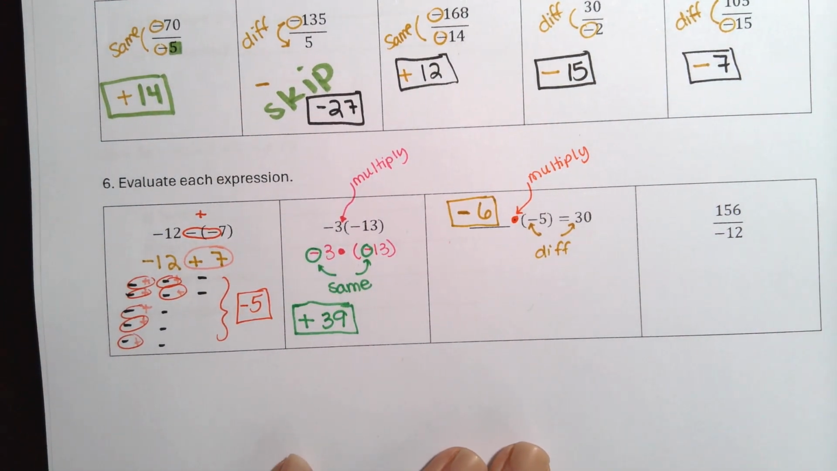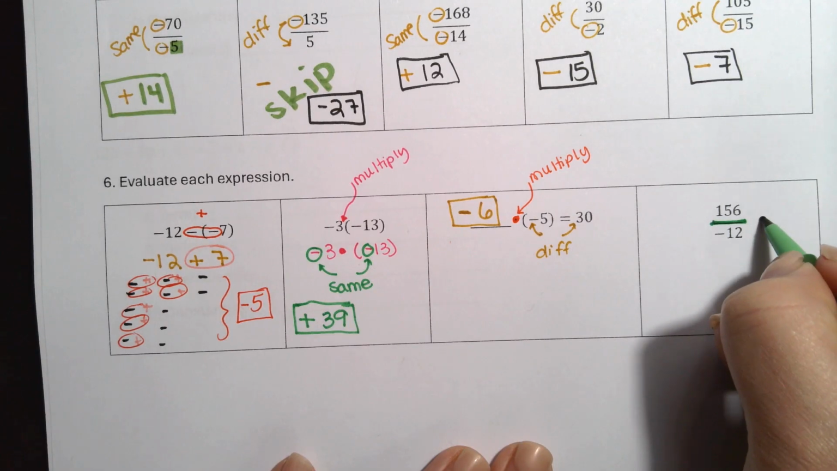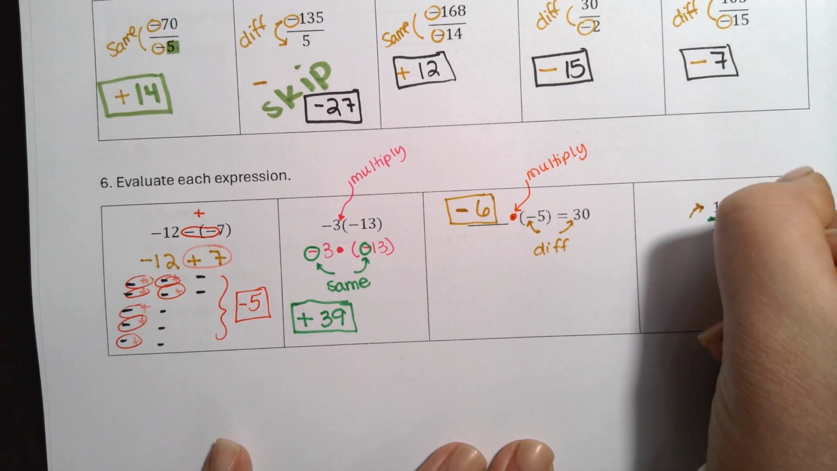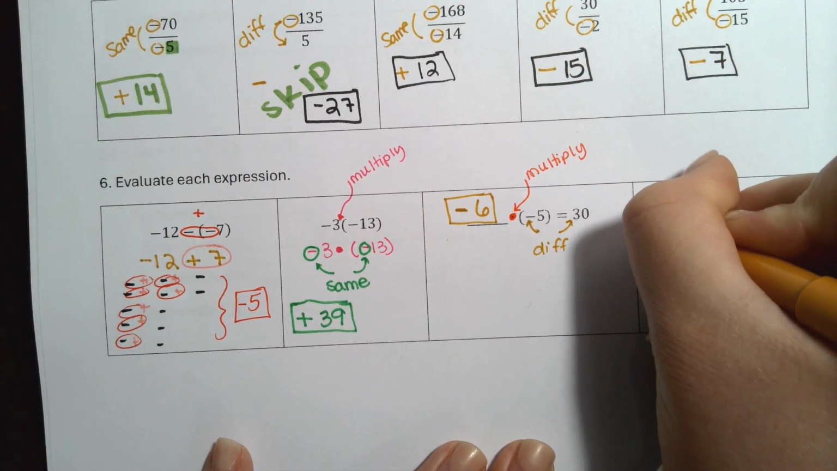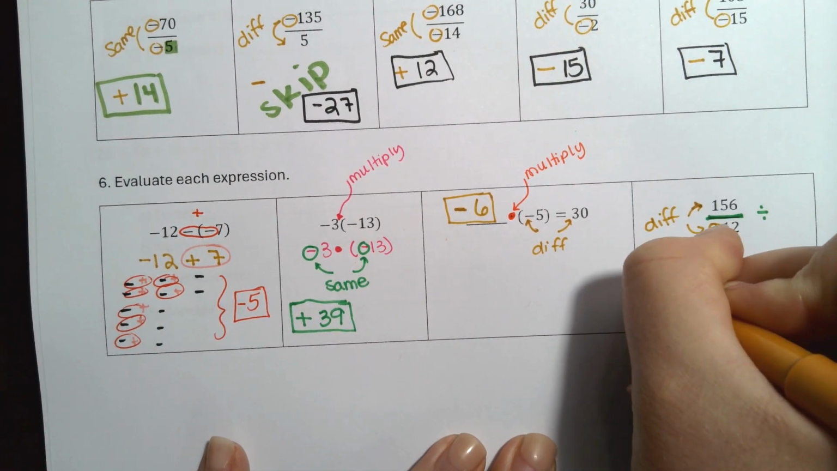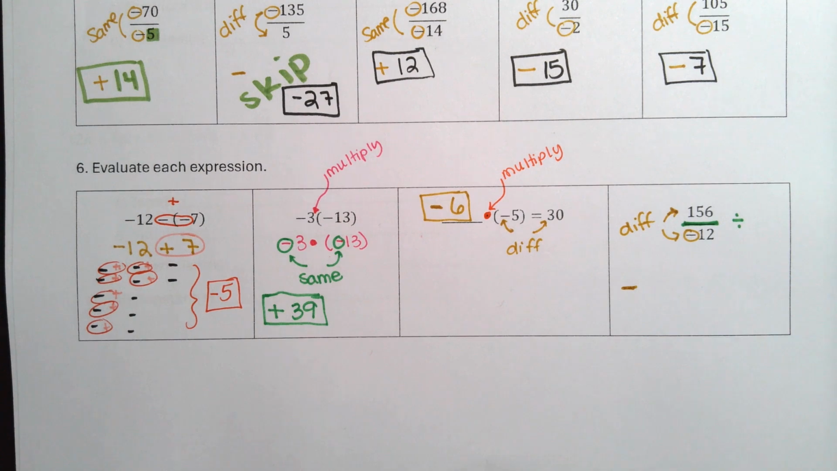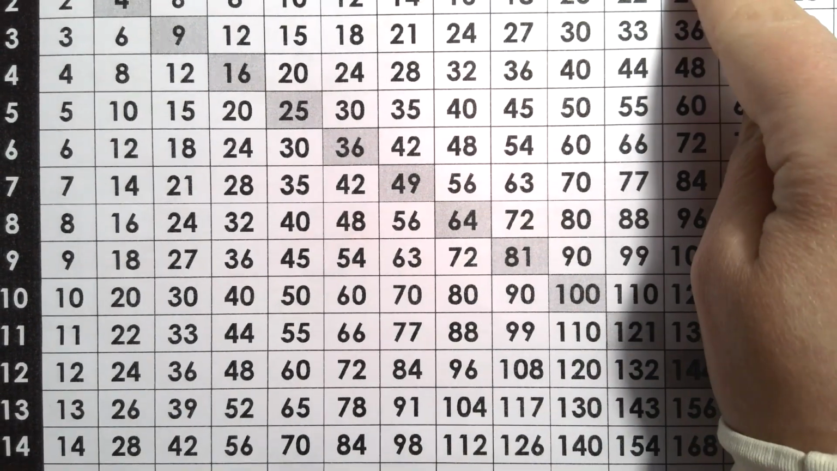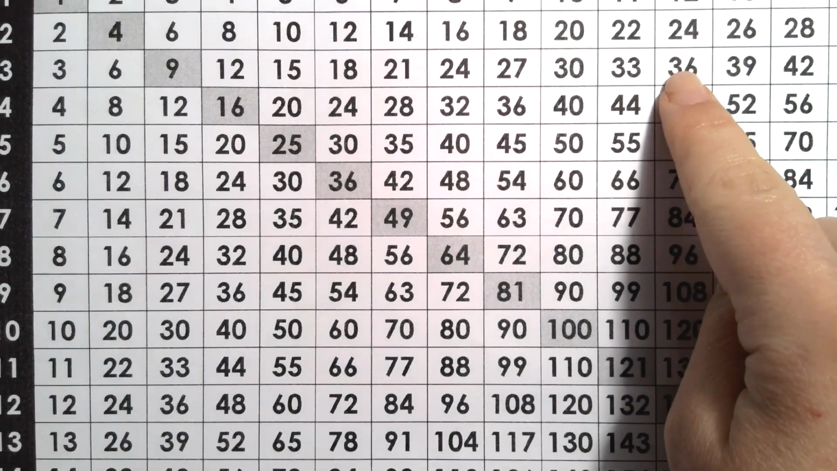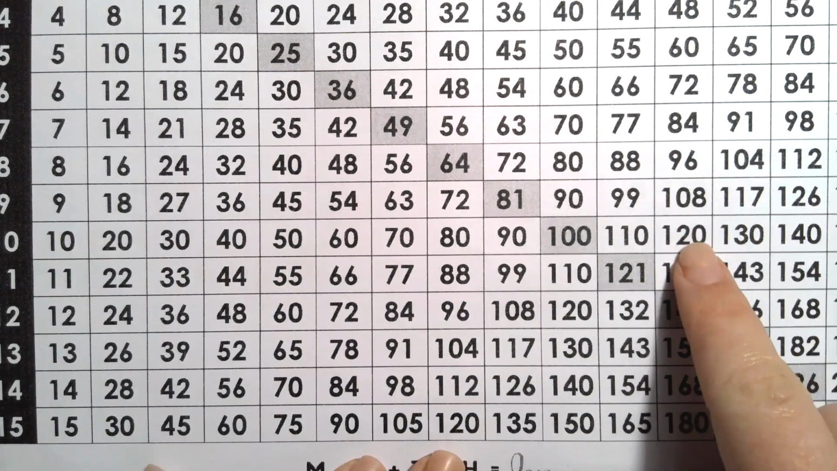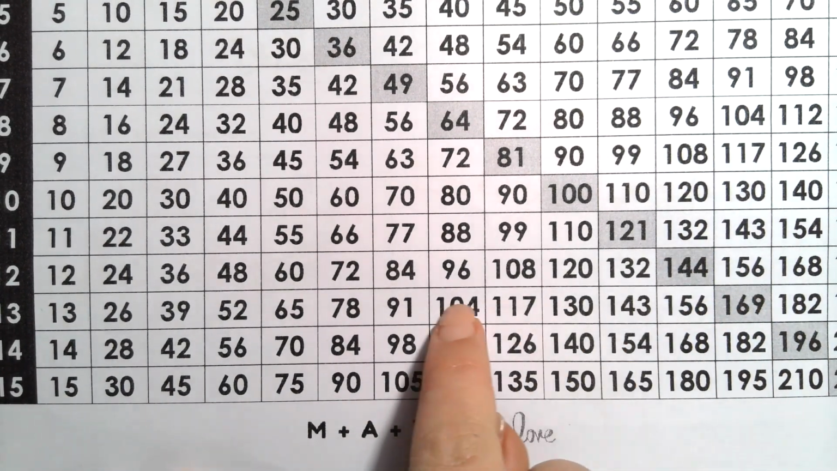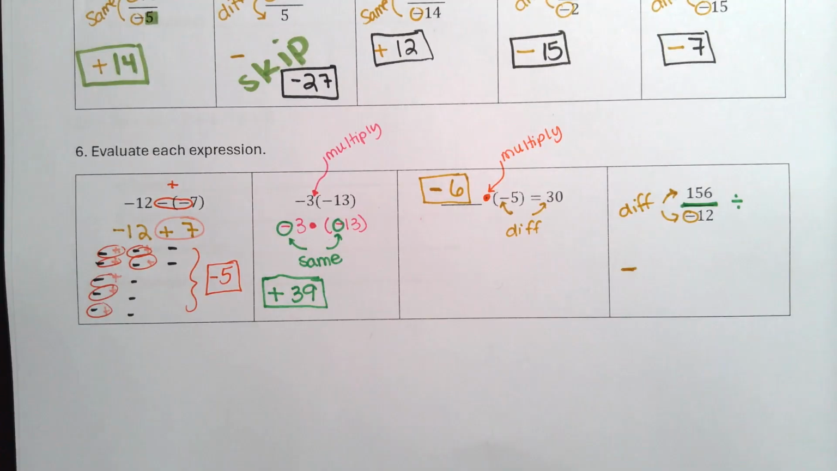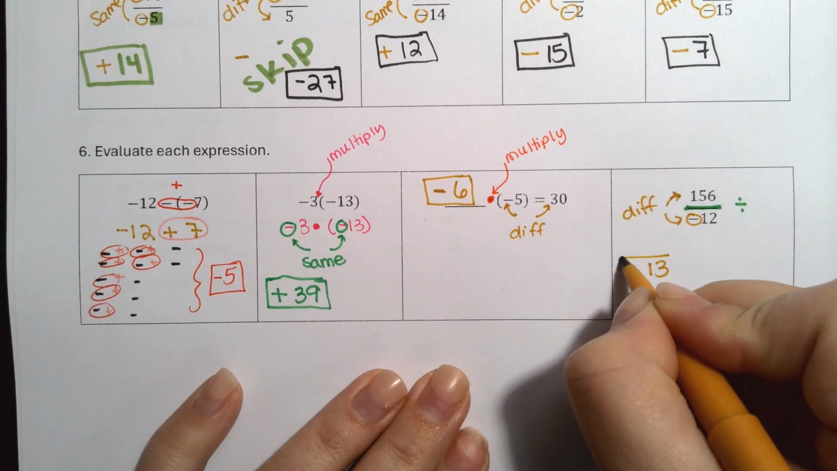Here we are being asked to divide. This line right here means division. So we are going to again ask ourselves, do we have the same symbol or do we have different? These are different. And if they are different, we're going to have a negative in our answer. We're going to find 12 and 156. So here is 12. And I'm going to find 156. There it is. Drag your finger across and I get 13. So -13 is our answer.